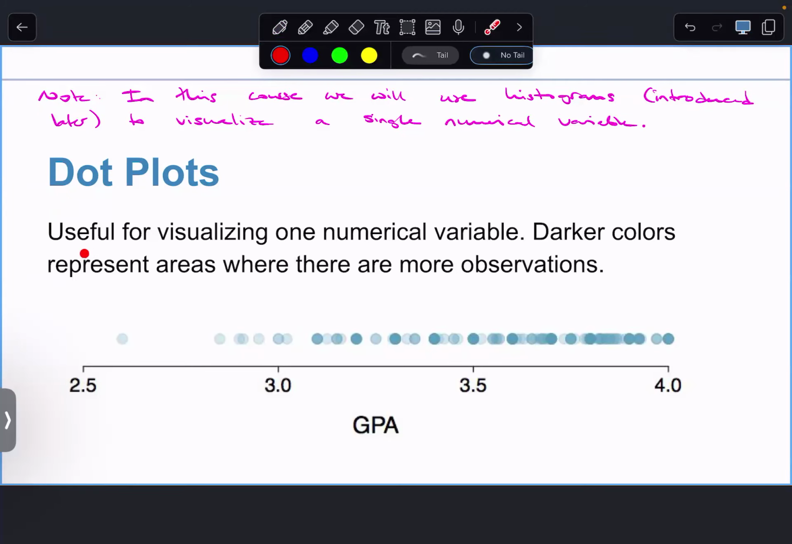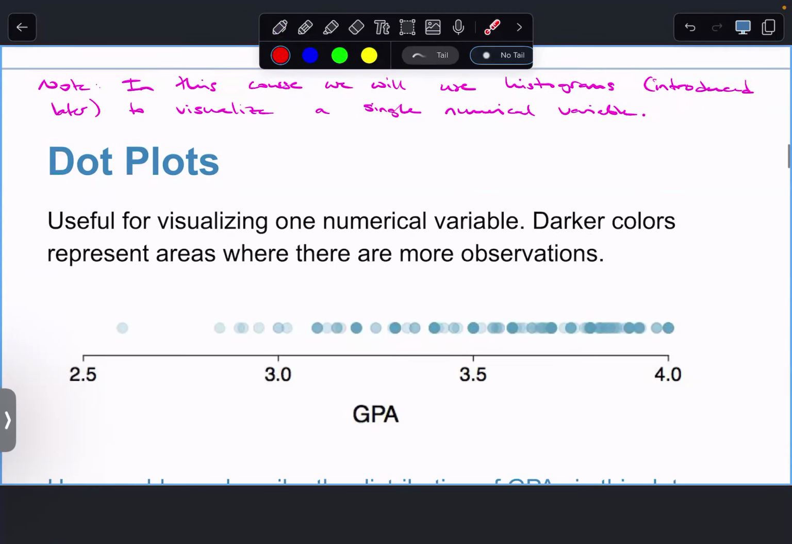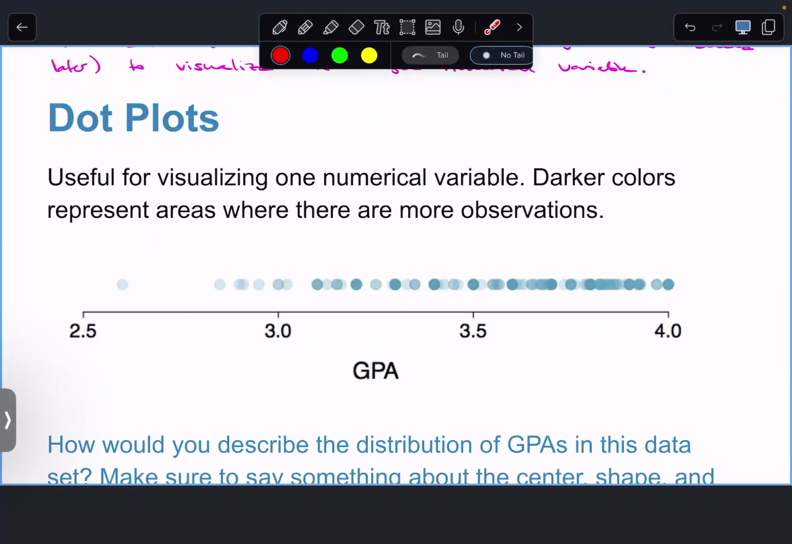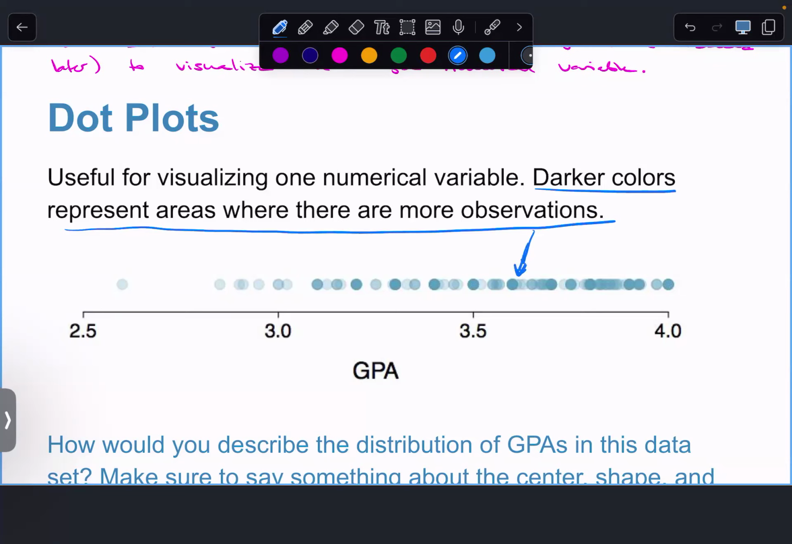I wouldn't call a dot plot useful because I don't find that they're very nice to look at. But if you have to describe what a dot plot does, here's an example. It layers, these are all the same colored dots, presumably, and the darker it gets, the more dots there are on top of each other. So darker colors represent areas where there are more observations.